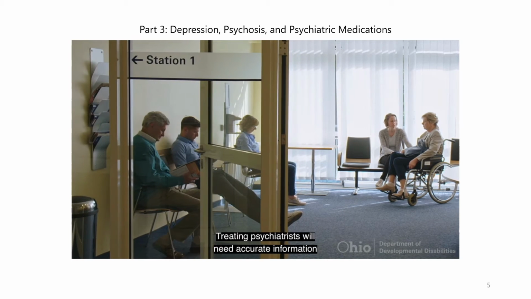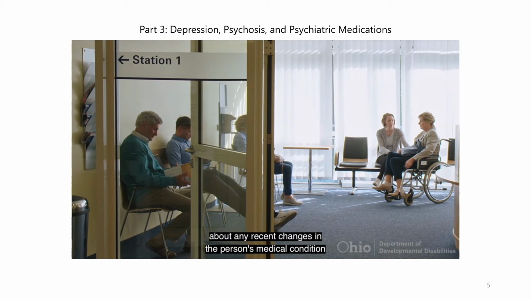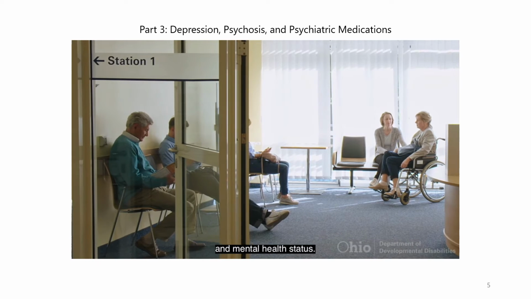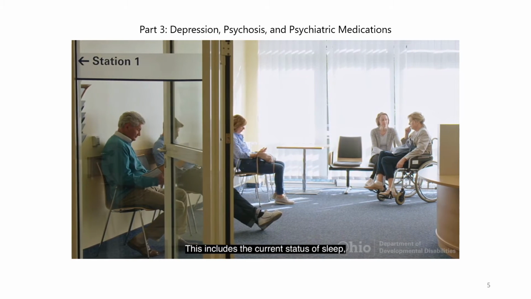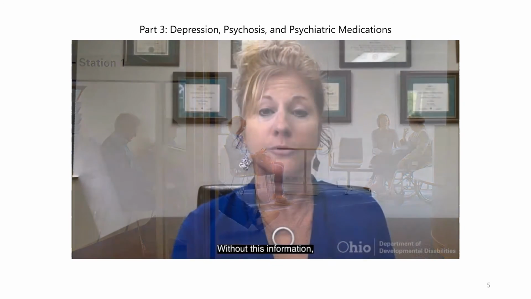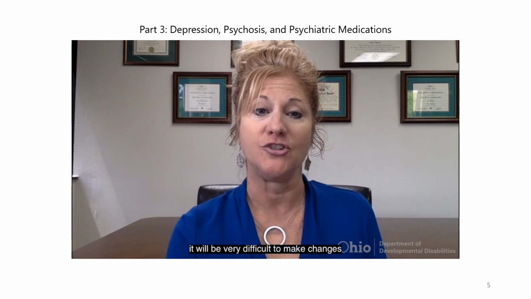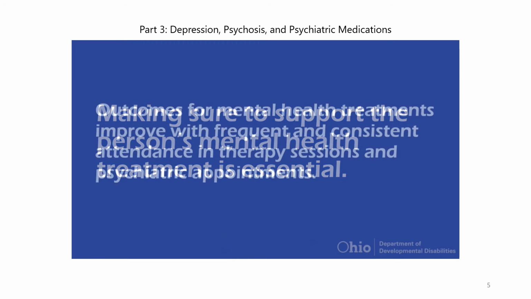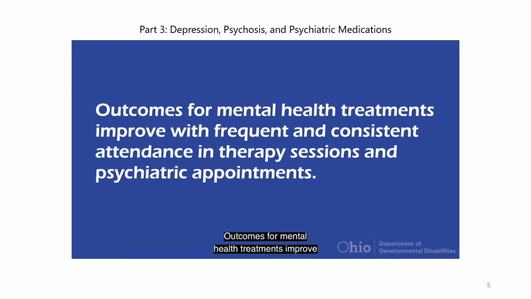information. Treating psychiatrists will need accurate information about any recent changes in the person's medical condition and a description of current symptoms and mental health status. This includes the current status of sleep, appetite, mood, changes in behavior. Without this information, it will be very difficult to make changes to that person's medication regimen. Making sure to support the person's mental health treatment is essential. Outcomes for mental health treatments improve with frequent and consistent attendance in therapy sessions and psychiatric appointments.